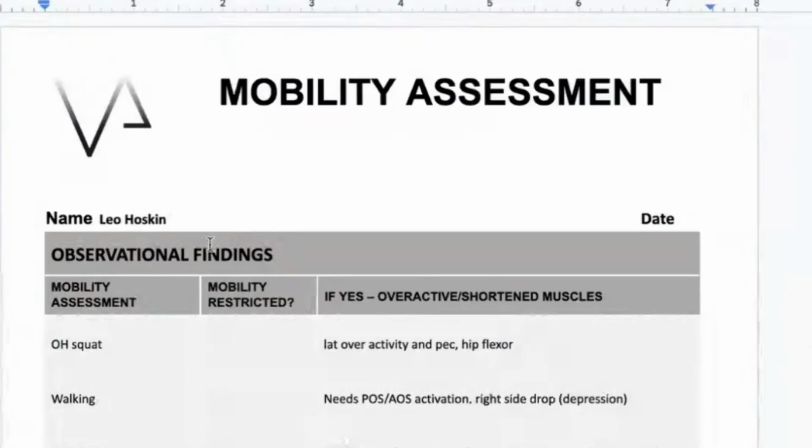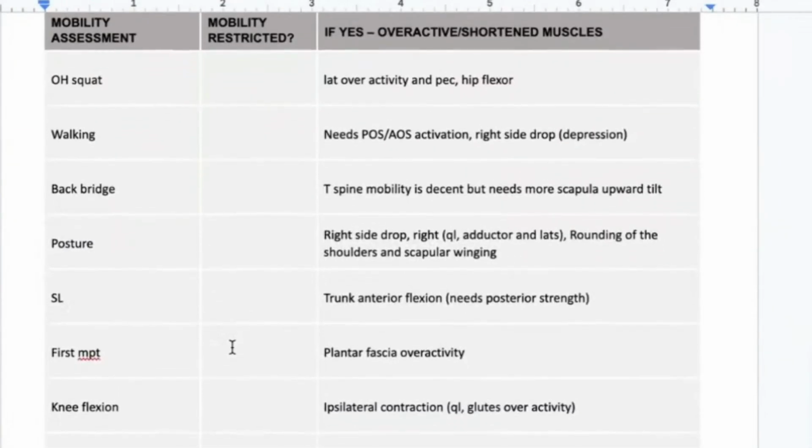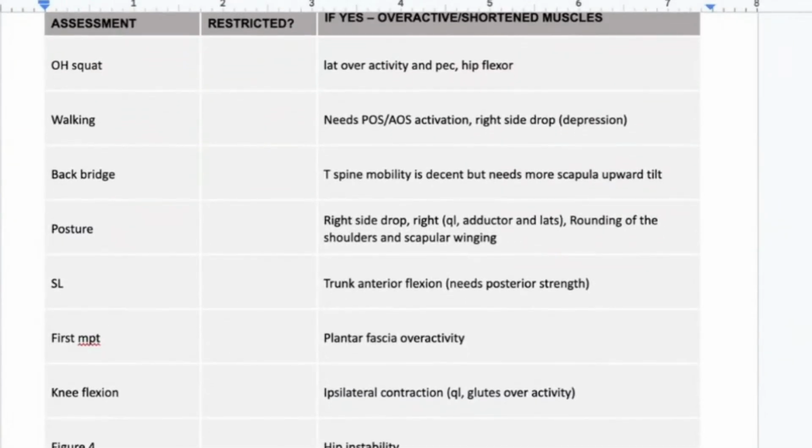To start off on your mobility assessment, there was kind of a lot of things happening here in terms of the way that your body is symmetrically formed. As a matter of fact, your body's pulling hard on one side of the body compared to the other one. So you have a very aggressive right side drop.